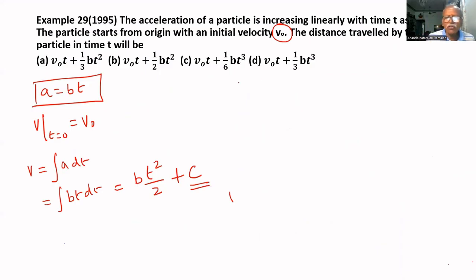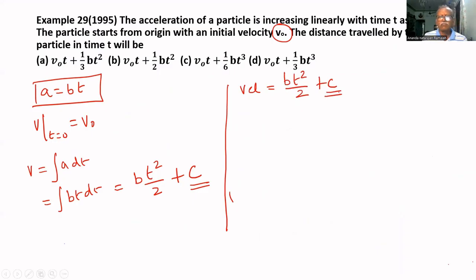So velocity equal to, what is the formula for velocity? Velocity equal to bt square divided by 2 plus C. This C has to be found. What is the value of C? For that, this statement is given.